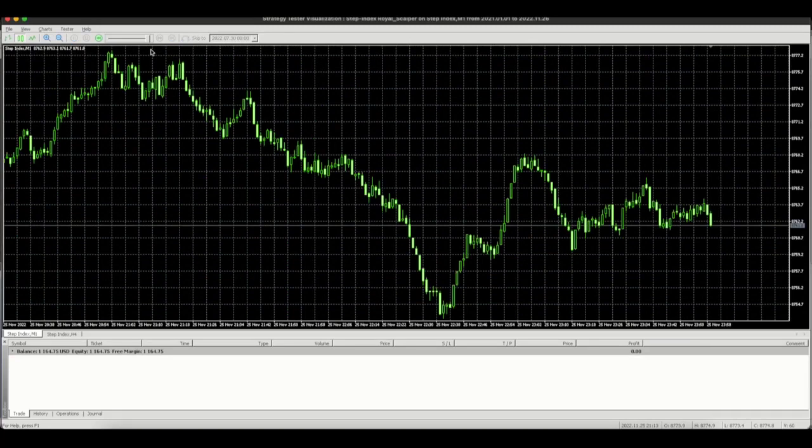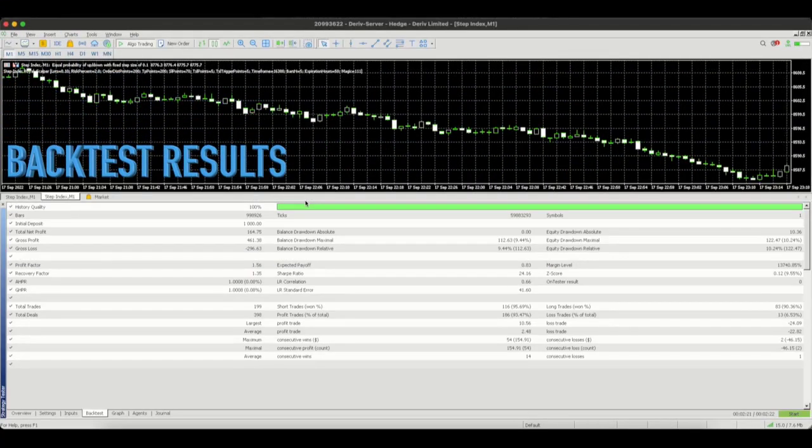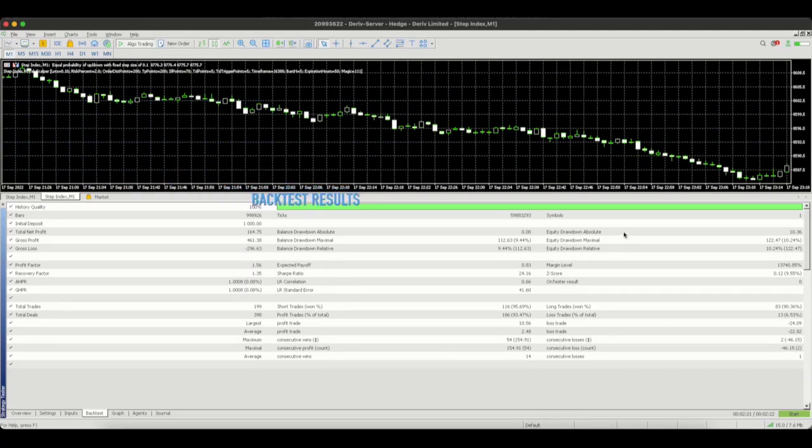Backtest complete. On the backtest results, you can see I got 100% history quality data. That's a good start to measure strategy probability. From $1,000 initial deposit, we got $164 total net profit, with a maximal equity drawdown of 10%. The test was done using the lowest lot on one chart. You could easily multiply these small profits into more profits by adding more lots or market charts.